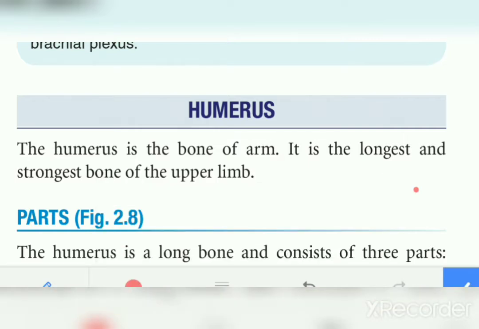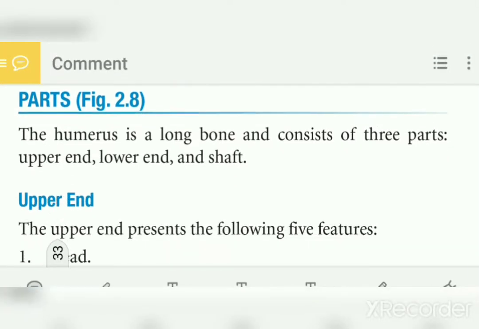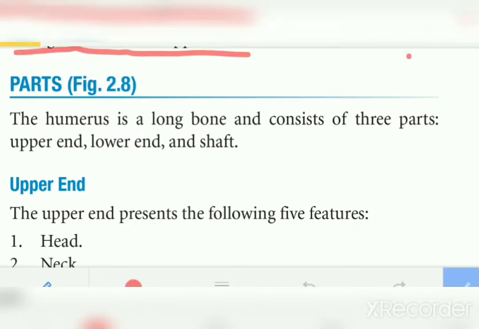The humerus is the bone of the arm. We know in the arm we have only one bone, that is the humerus, but in the forearm we have two bones, that is the radius and ulna. It is the longest and strongest bone of the upper limb. Okay, then come to the parts. The humerus is a long bone.